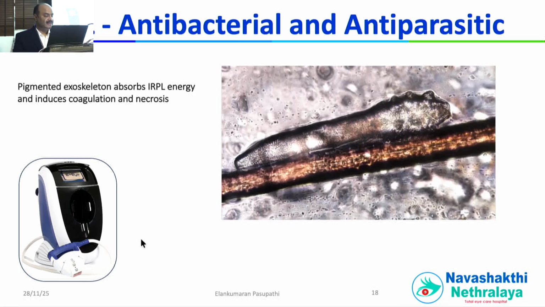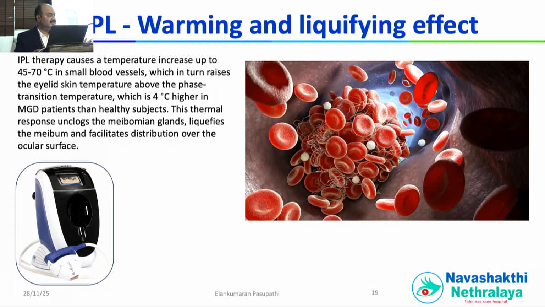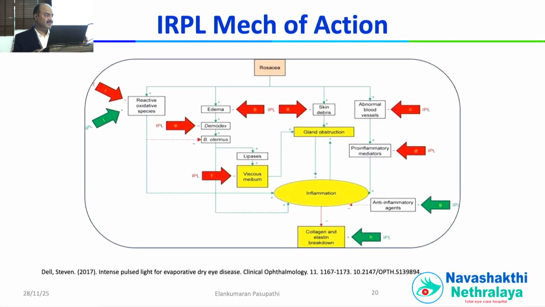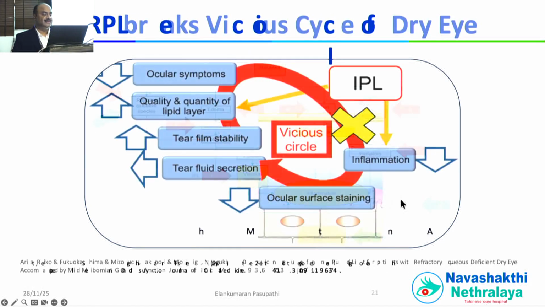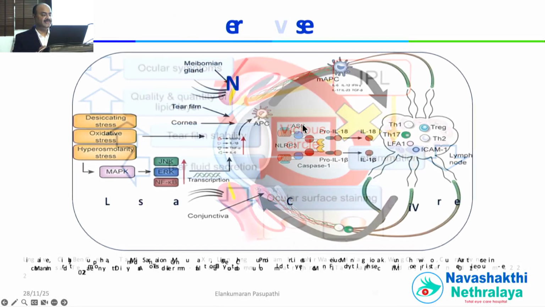Demodex and bacterial infections reduce because this intense pulse light is absorbed by the outer shell of the bacteria and Demodex, and they die. One thing which is questioned, of course: when it came out first, what was told was the temperature increase, thereby oil is liquefied and it is thrown out, but that is questioned nowadays. All these actions, it's proven, reduce inflammation. So, a single thing to tackle all this, the vicious cycle is cut down by the use of IRPL or IPL.